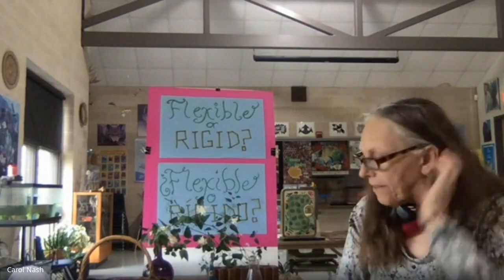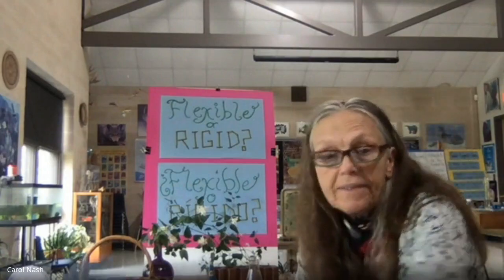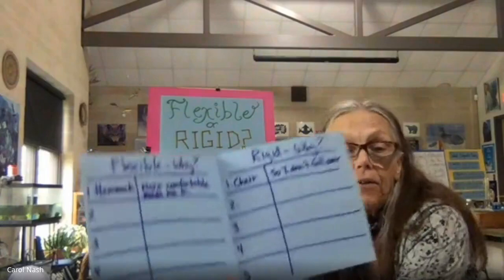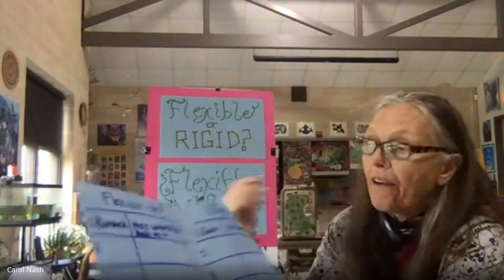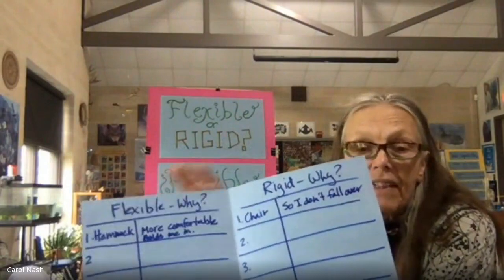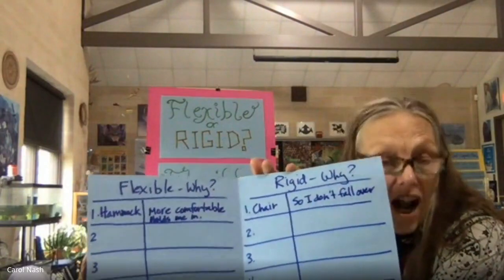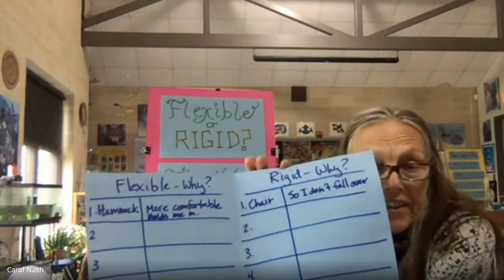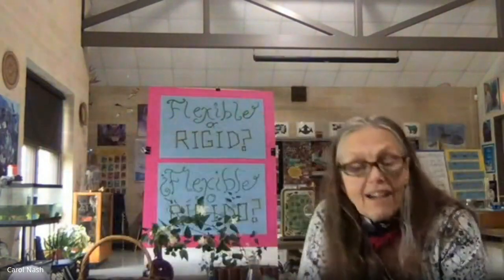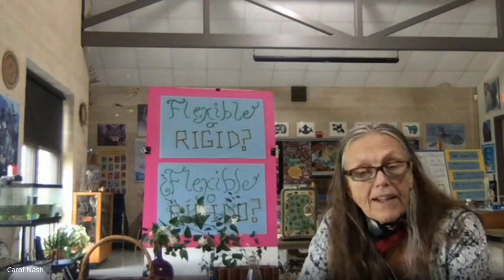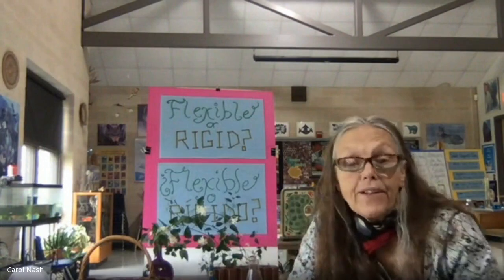So now, my challenge for you is to go around your house and make a list for me of 5 things that are flexible and 5 things that are not. They're inflexible or rigid. And then you can list those 5 things, make a list, and then tell me how that property helps that thing be useful.